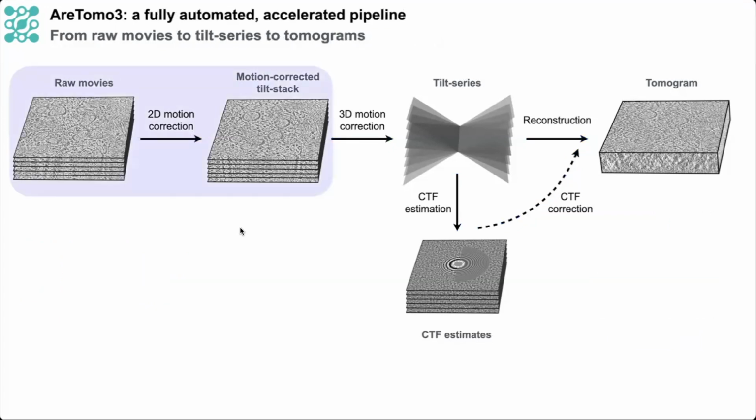Focusing first on Artomo 3, the software provides a streamlined workflow to reconstruct tomograms from tilt movies and can be divided into 3 modules. The first module corrects for beam-induced motion in 2D to generate the motion-corrected tilt stacks. The second module then performs tomographic alignment and CTF estimation.